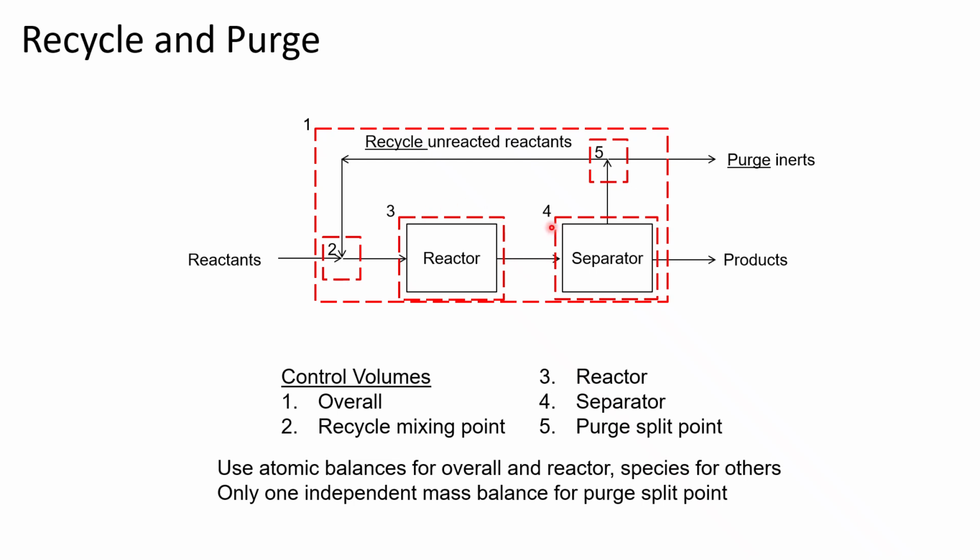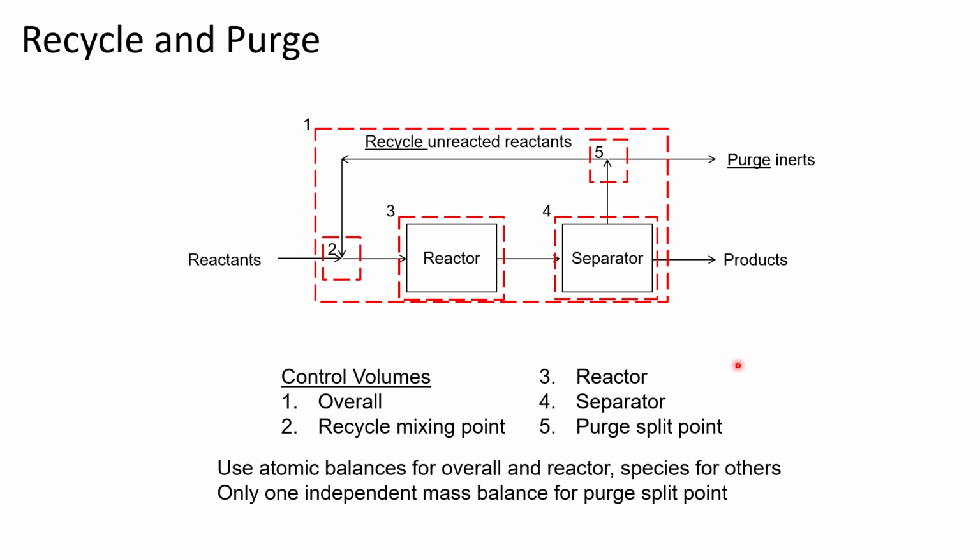The fourth choice for a control volume would be around the separator. We started off doing mass balances for processes in which we only had a single unit operation, such as a separator. In this particular example, we have one input to the separator and two outputs, the desired product stream, as well as a stream containing the unreacted reactants, which will recycle back to feed to the reactor, and potentially purge a portion of that stream to remove inerts that might build up in the process.